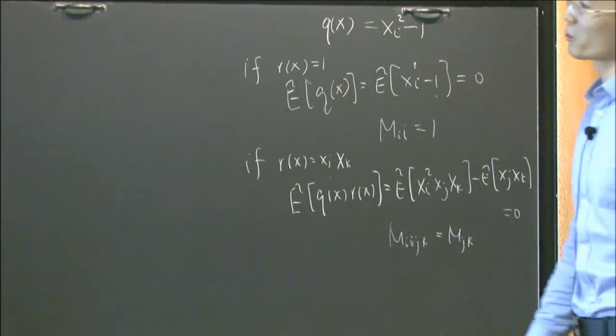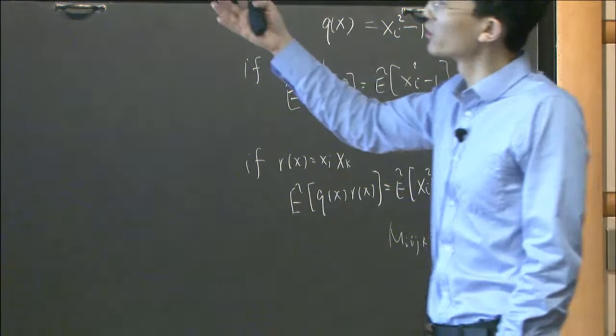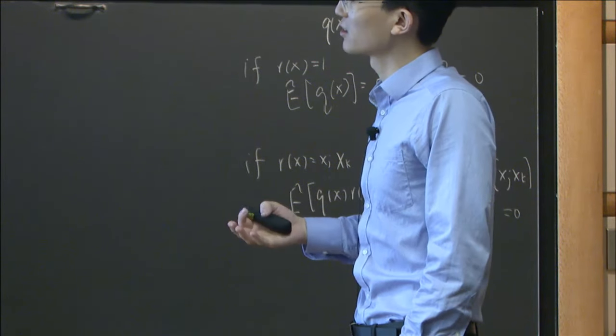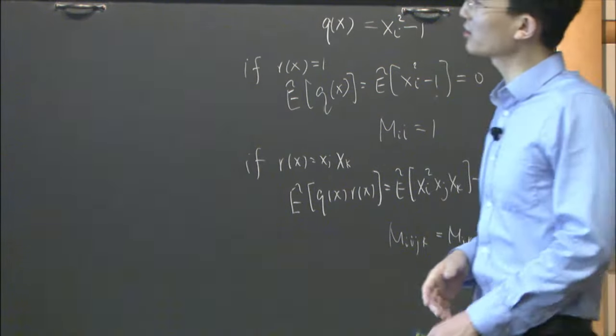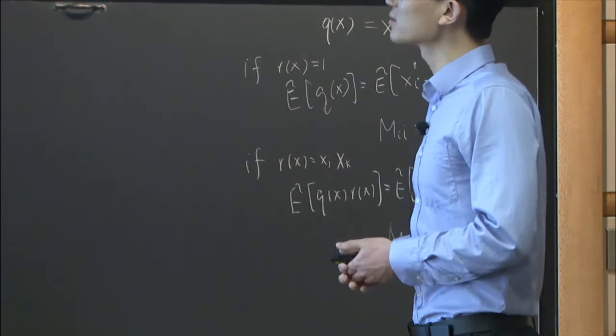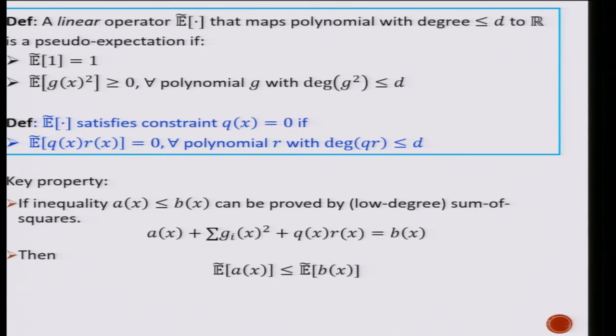All right. So the key property that we're going to use here is kind of trivial from the definition. If you have a polynomial inequality A of X is less than B of X, and you can prove it by sum of squares, in the sense that you can find the polynomials g_i and R so that this is true, then the pseudo expectation of A of X is less than the pseudo expectation of B of X. To see it from the definition is trivial, because you can just take pseudo expectation on both the left hand side and right hand side. The pseudo expectation of this guy is going to be non-negative, the pseudo expectation of the third guy is going to vanish because of this definition, and so we get the inequality.